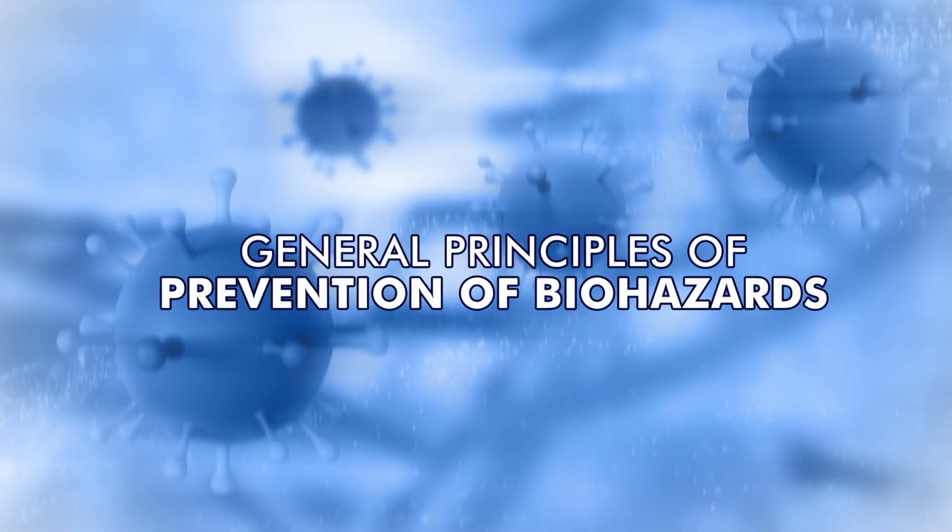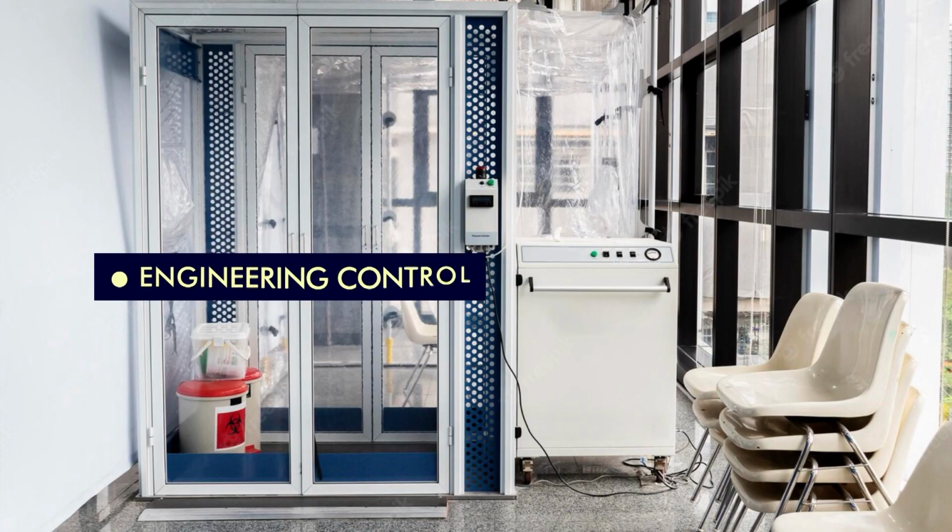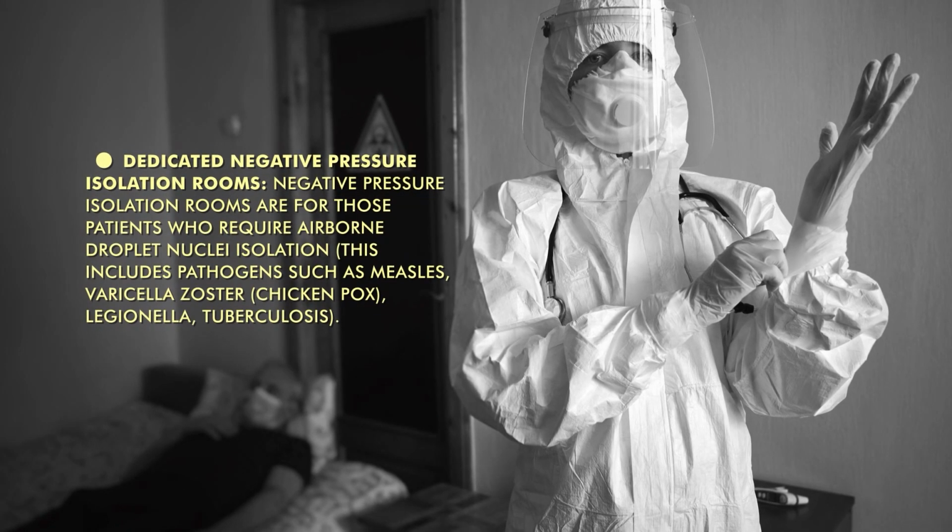Now, the general principles of the prevention of biohazards. This we have also discussed before with the use of biosafety cabinets, but here engineering controls are very important. They need to be designed, and dedicated negative pressure isolation rooms are required. These rooms are for those patients who require airborne droplet nuclei isolation, that is, carriers of pathogens such as measles, varicella zoster like herpes and chickenpox, then legionella, tuberculosis and so on.